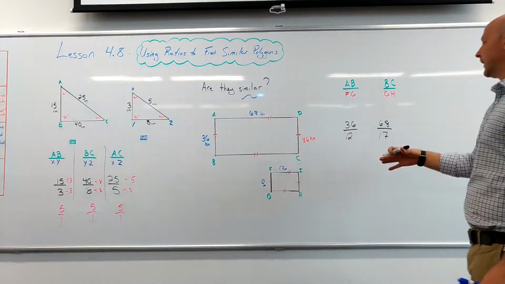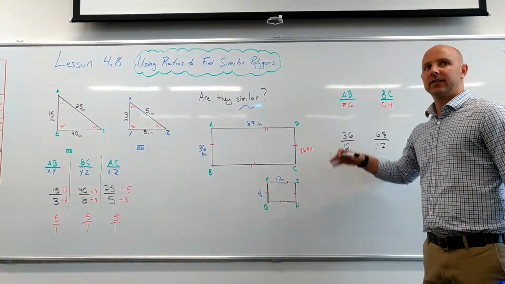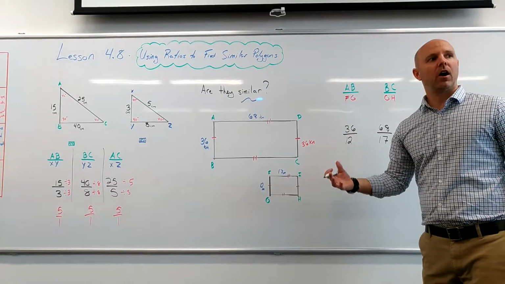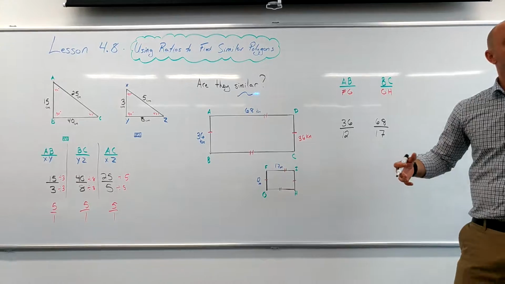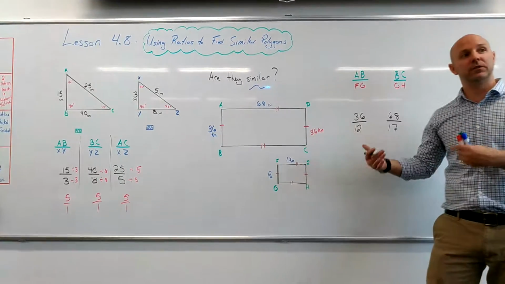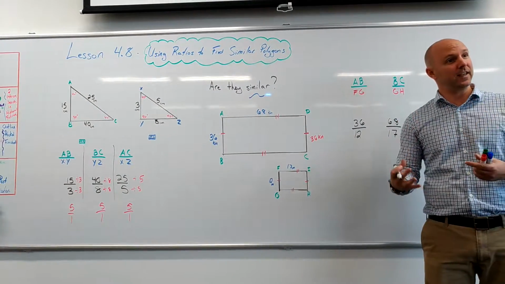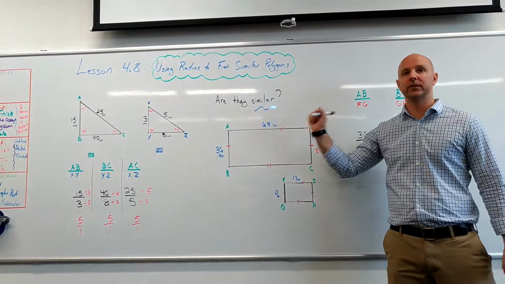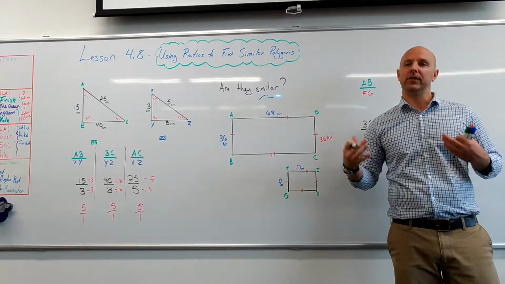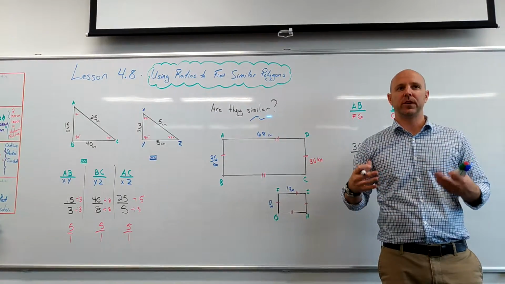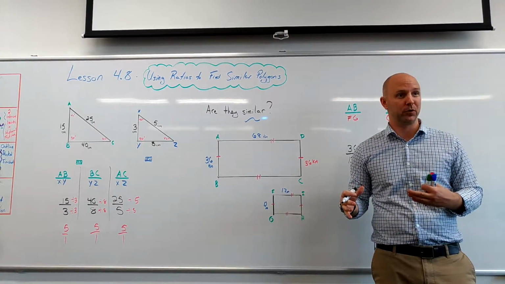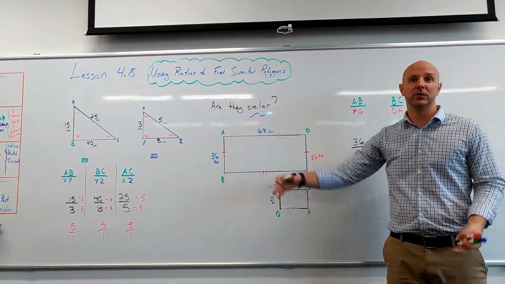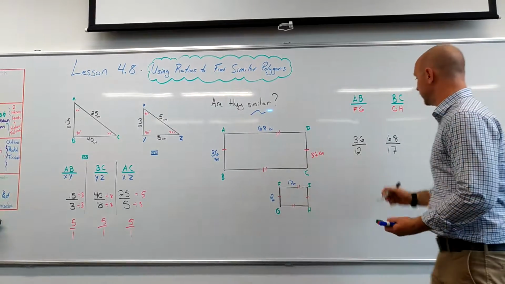So here's what I need to figure out. I need to figure out if I can reduce these to simplest form, and if I can, are those simplest forms the same? If the simplest form of each of these fractions or ratios is the same, then it must mean these two polygons are similar. If these ratios are not the same in simplest form, then they're not equivalent, not similar. I would just put not similar, okay? So let's figure it out.